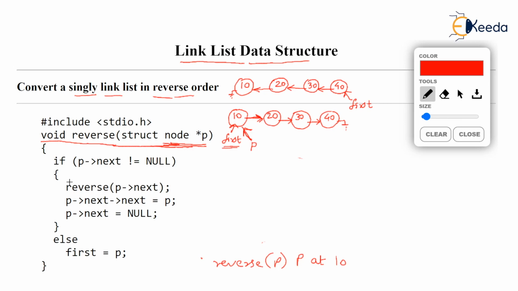So we will be executing all the statements written in the if, but observe the very first statement written in the if is a call to reverse again. This is a recursive call, isn't it?